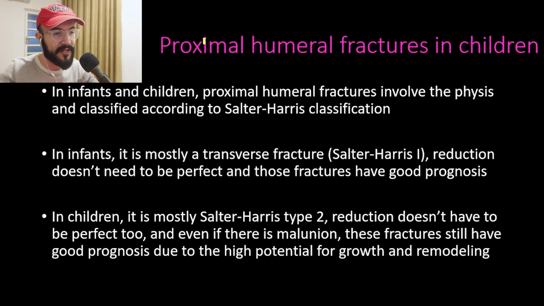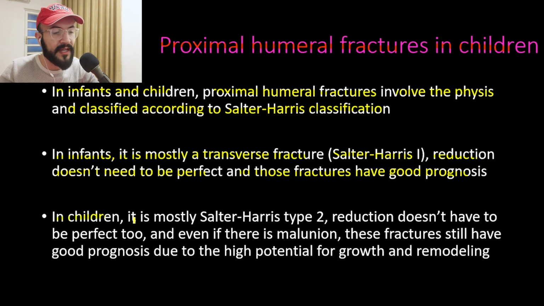Finally, let's talk about proximal humeral fractures in children. In infants and children, the proximal humeral fractures involve the physis and are classified according to the Salter-Harris classification. In infants, it is mostly a transverse fracture, which is a Salter-Harris type 1, and reduction doesn't need to be perfect, and those fractures have good prognosis.